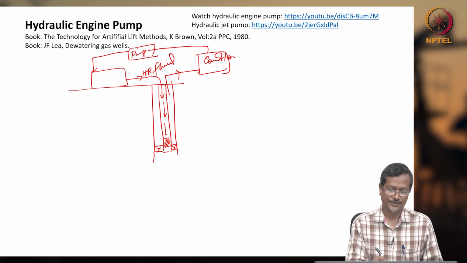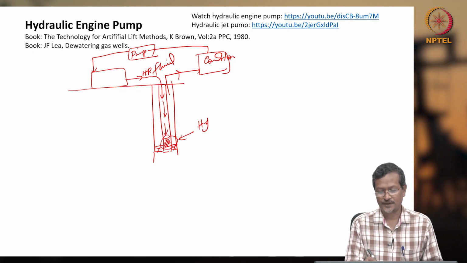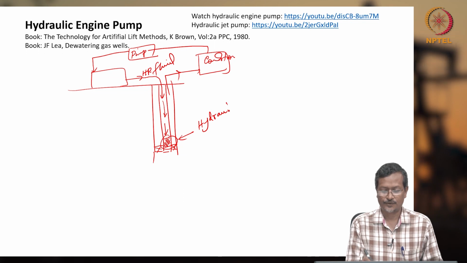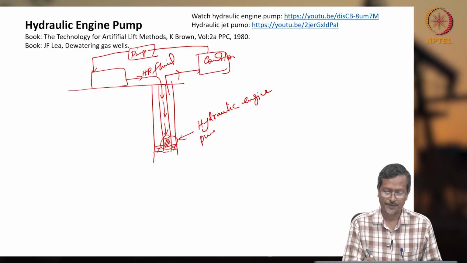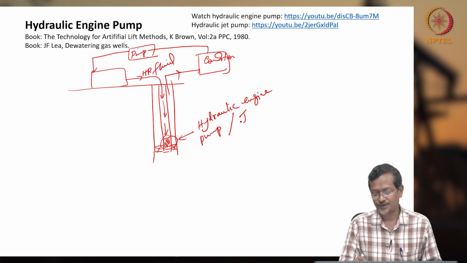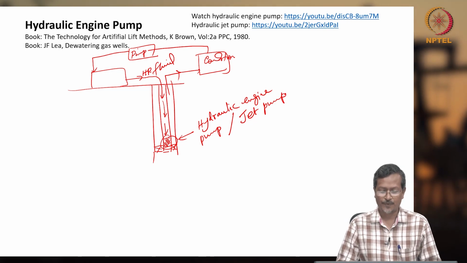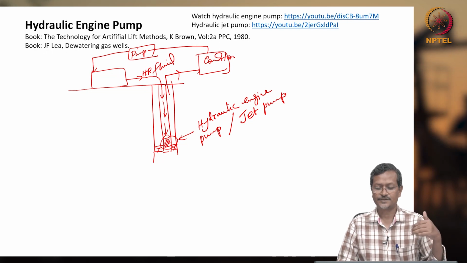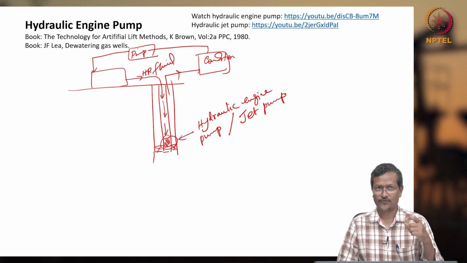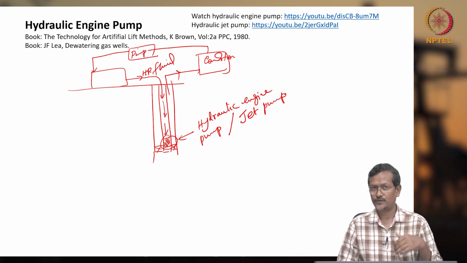When you are injecting, there is one pump. This is called a hydraulic engine pump or jet pump. Hydraulic jet pump or hydraulic engine pump. That pump works because of the high pressure fluid you are pumping from the surface, and it is creating low flowing pressure. Because of that, you are getting more production.